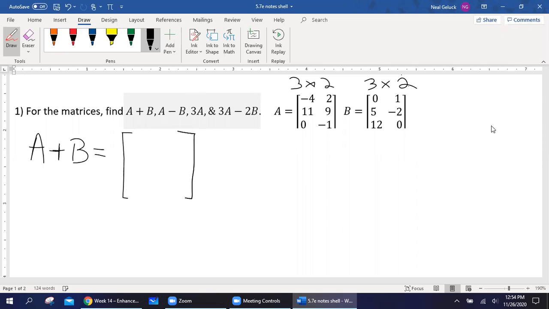And all I'm going to do is add the corresponding elements. So -4 plus 0, -4. You can go to the next one in the first row, 2 plus 1, 3. Pretty straightforward. 11 plus 5, 16. 9 plus -2, 0 plus 12, -1 plus 0. There you go. There's A plus B.